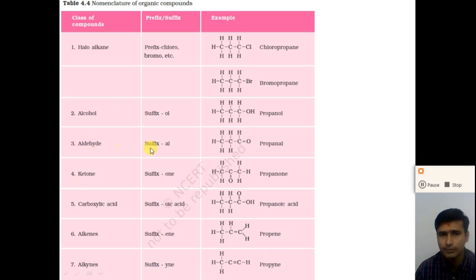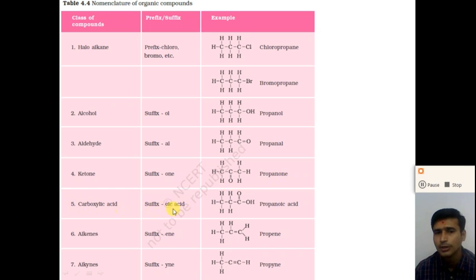The suffix of the aldehyde group is "al", right? The aldehyde group has the functional group CHO, C double bond O and H. So its names are propanal, butanal, hexanal, like this. Next one is the ketone group. Its suffix is "one": propanone, butanone, hexanone, like this, right?